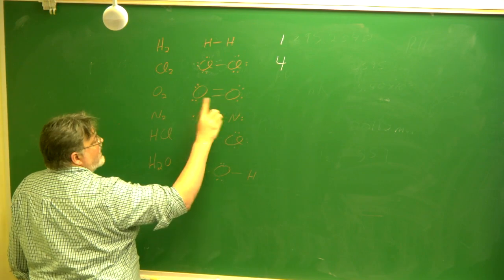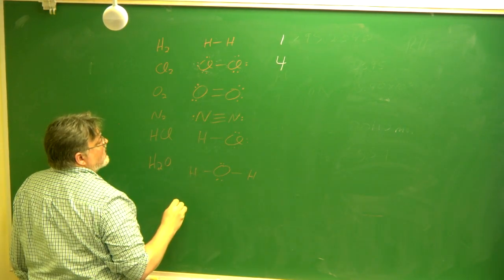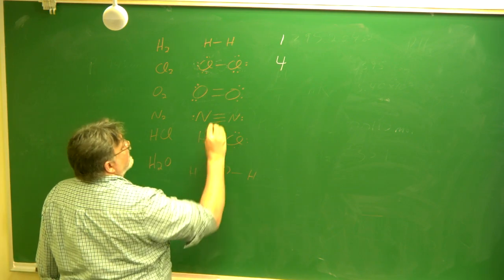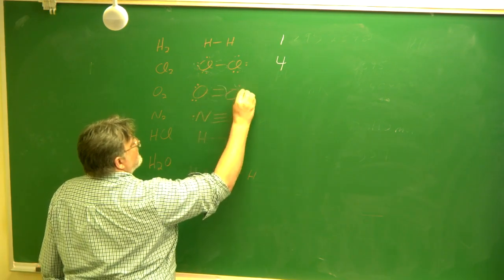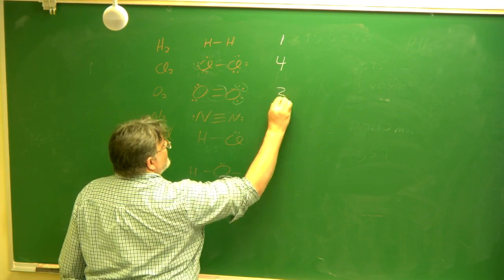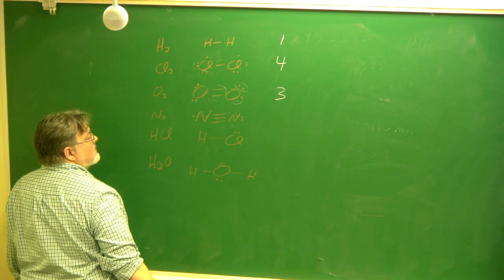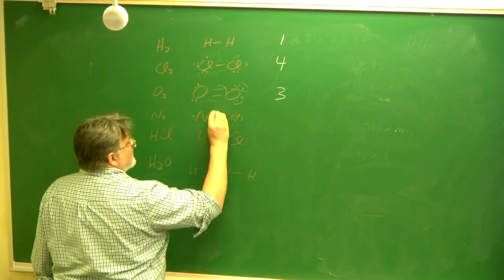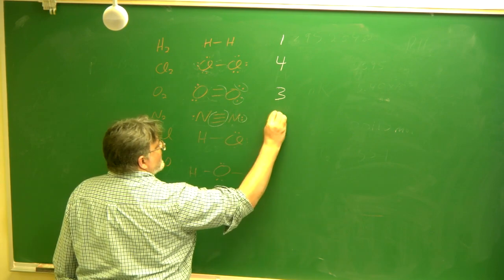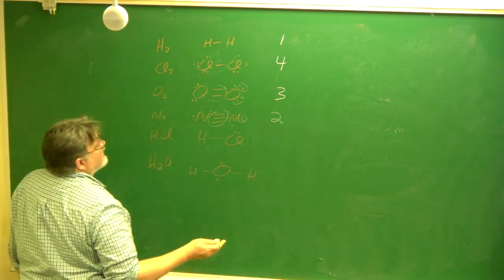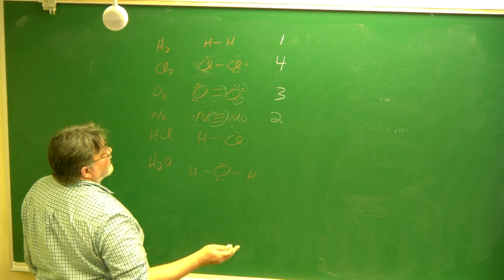How many around either one of these oxygens? 3. Yep, 3. That's 1, 2, 3. How about for a nitrogen? 2. 2, yep. 1, 2. So that has 2. But this is why it's weird. It's not telling you which atom to point to.